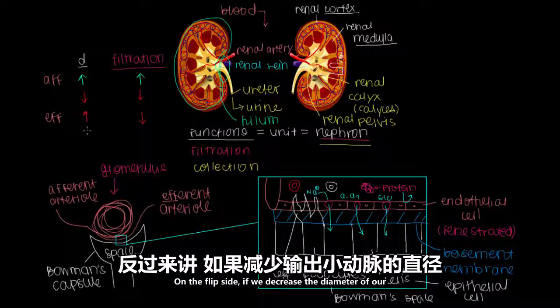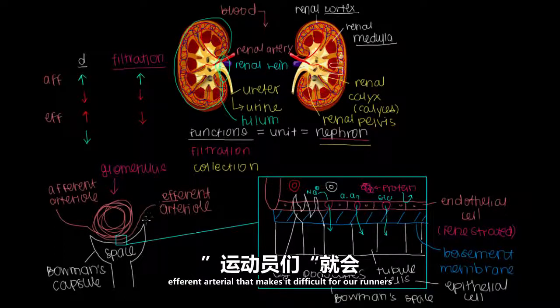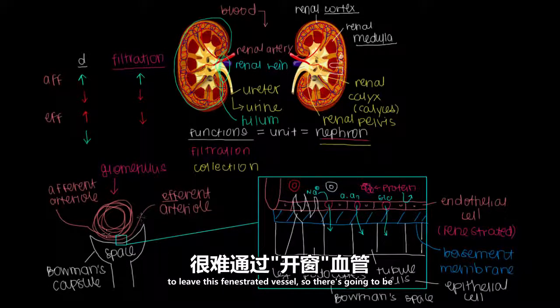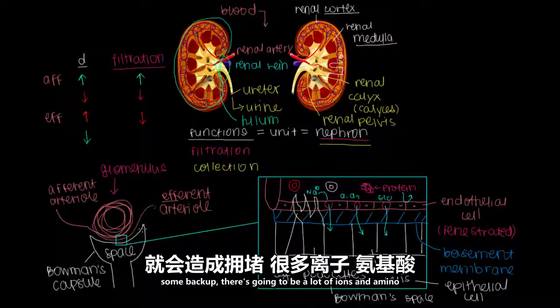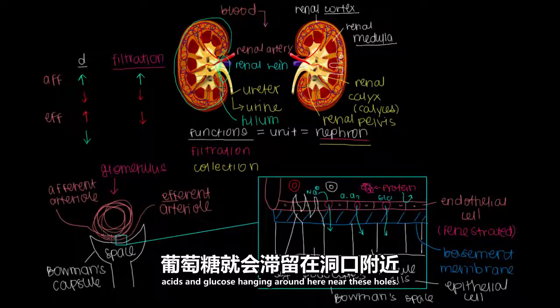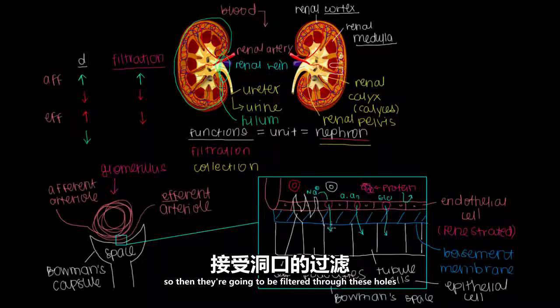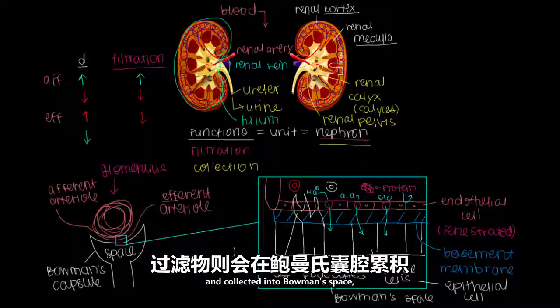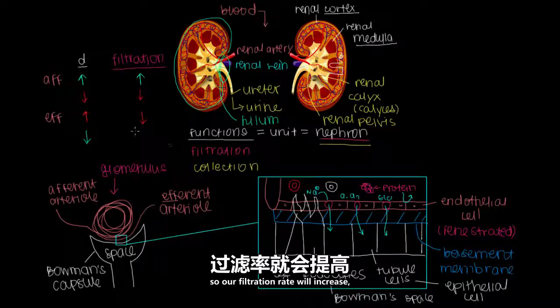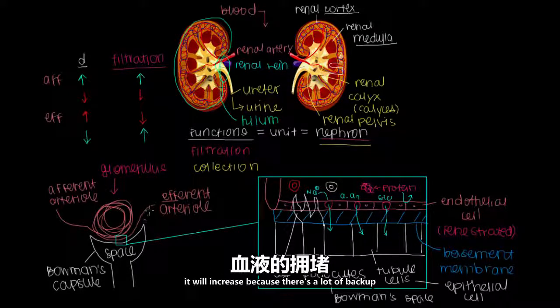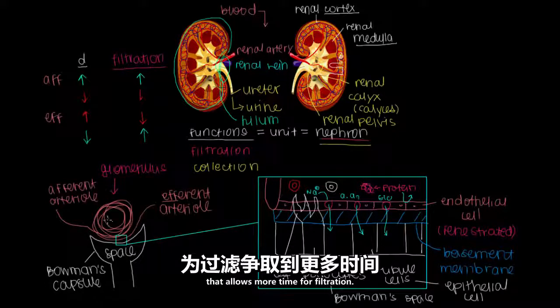On the flip side, if we decrease the diameter of our efferent arteriole, that makes it difficult for our runners to leave this fenestrated vessel. And so there's going to be some backup. There's going to be a lot of ions and amino acids and glucose kind of hanging around here near these holes. And so if blood backs up, that means so do these guys. And so then they're going to just be filtered through these holes and collected into Bowman's space. So our filtration rate will increase. It'll increase because there's a lot of backup that allows more time for filtration.